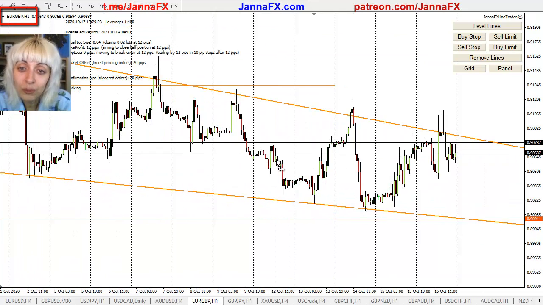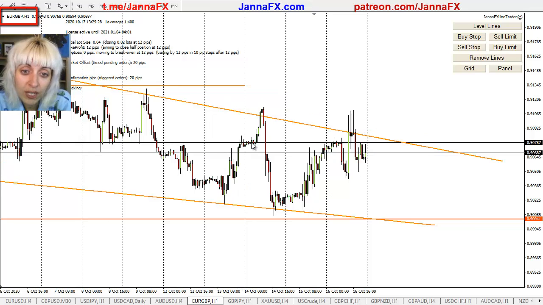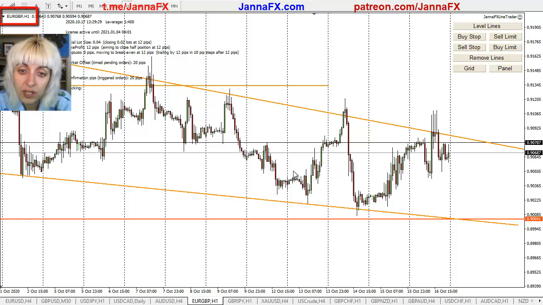Euro pound is also expecting the pound movement, right, with the Brexit. We still had a trade, and I was sending this entry point here because it created a double bottom. You see consolidation, a little bit of a double bottom, so it had a double indication that we should go up.